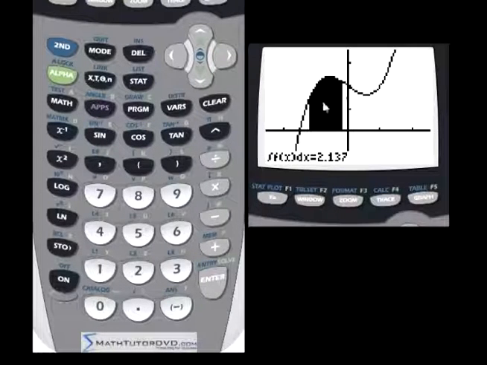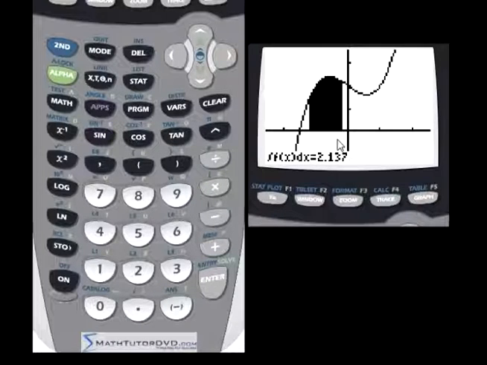Literally, it's the same thing as if you got a ruler out and measured everything and you calculated the number of square inches or square centimeters or square meters or whatever it was, you would get a number. And in this case, it's telling you the number is 2.137. Could be square meters, depends on how your function's defined. But that is the area of this shaded region.